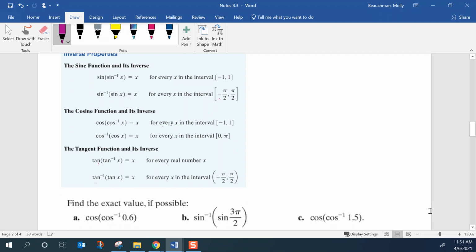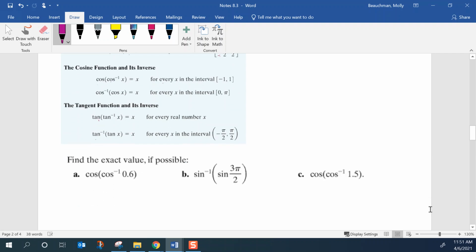So let's take a look. If we're finding the cosine of the inverse cosine of 0.6, cosine of the inverse cosine of any value is itself, for every value in the interval negative 1 to 1. The 0.6 is in the interval, so this is going to equal 0.6.